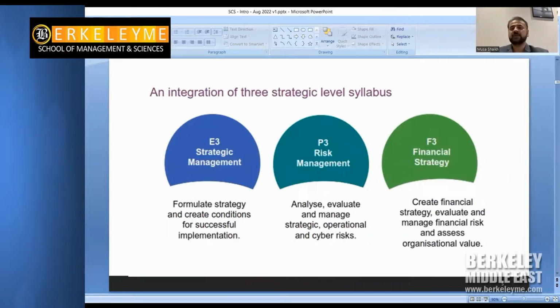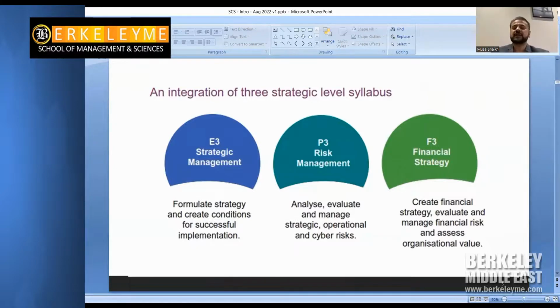It's not mandatory that you should know the course structure, but just for your information, we can easily go through how the CIMA examination strategy is based. So you can see that we have E3, P3, and F3. So we have E1, E2, and this is the last level, which is E3.